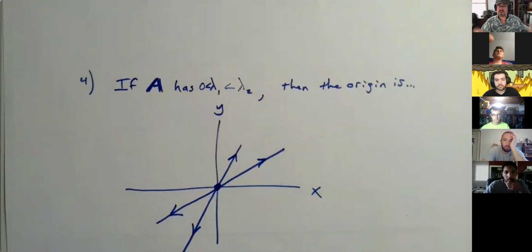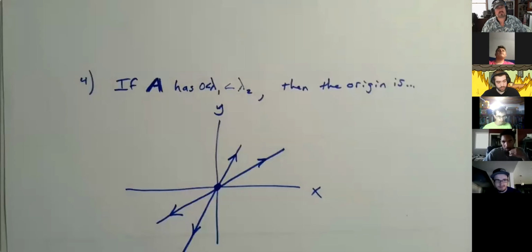Right? If they were negative, then we'd be going towards the origin along both of those, and that would be a sink. How do you get a saddle out of this? What would we have to do to make this a saddle point at the origin? One positive, one negative. One positive, one negative.